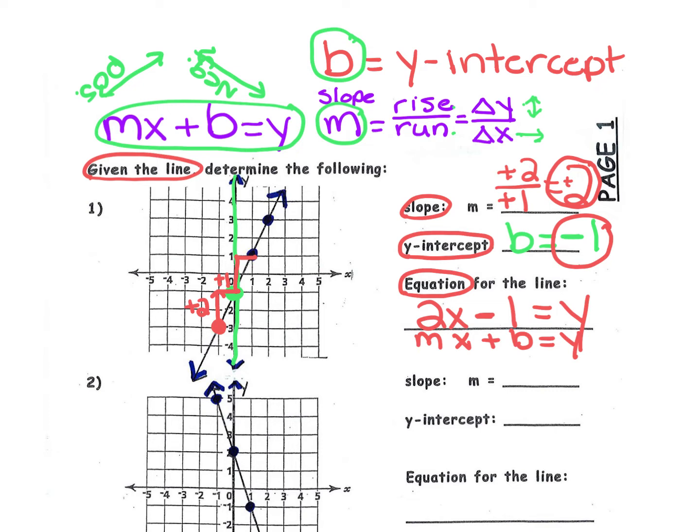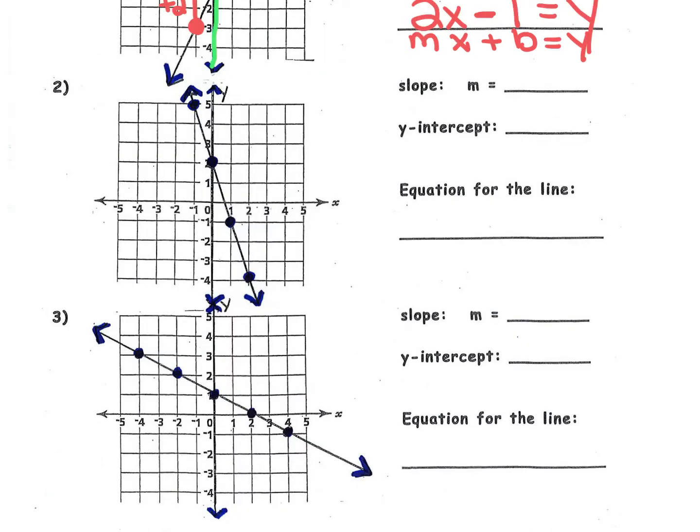Let's take a look at problem 2 and problem 3. On problem 2 and 3, both of these lines, as you look left to right, pitch downward. They have a downhill slope. So we know that this slope is going to be negative. And if we look at number 3, this slope is also going to be negative.